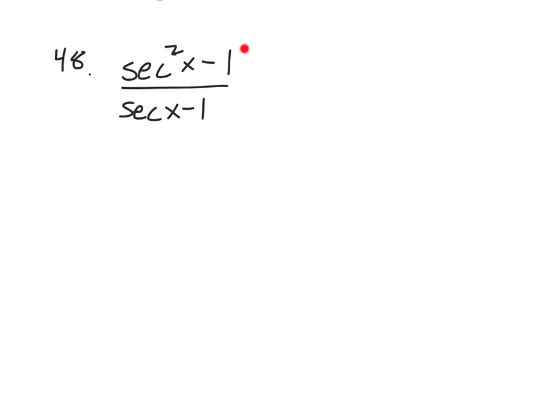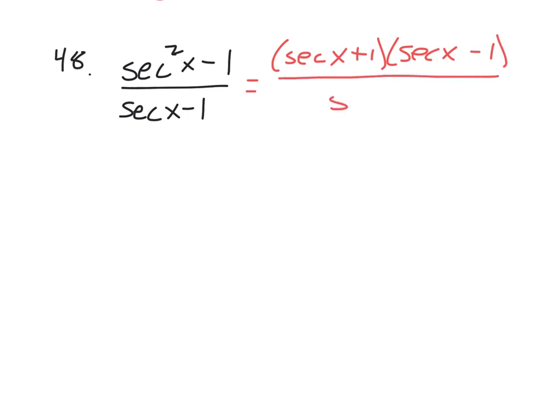But hopefully you recognize this as the difference of squares. And if you do, this is a pretty easy problem, because that would mean that this becomes secant of x plus 1 times secant of x minus 1, right? Difference of squares formula. And now it's over secant of x minus 1. And so now we can cancel this whole secant of x minus 1, and we're left with secant x plus 1.